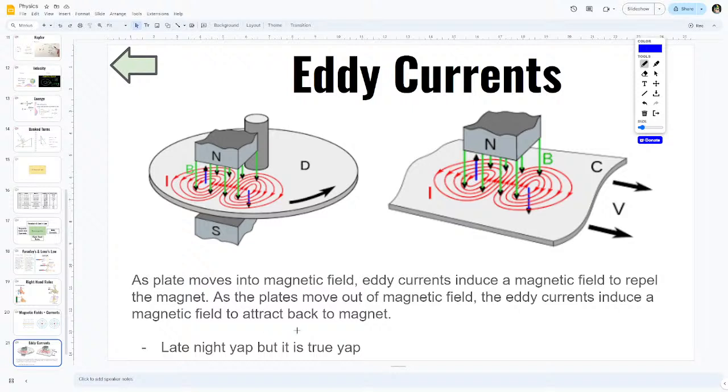Late note, yeah, but it's true. Okay, so if the plate's moving this way, as seen by the arrows, as the plate moves into it, this is induced to repel it. As it's leaving, it wants to attract back. Jeez, late night, for sure.